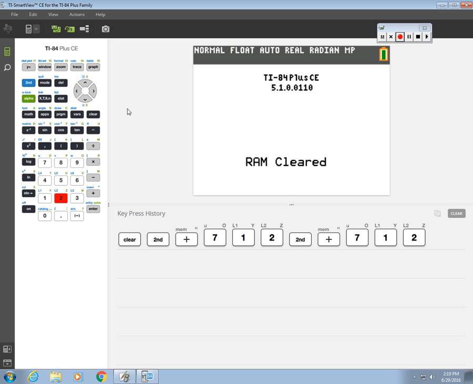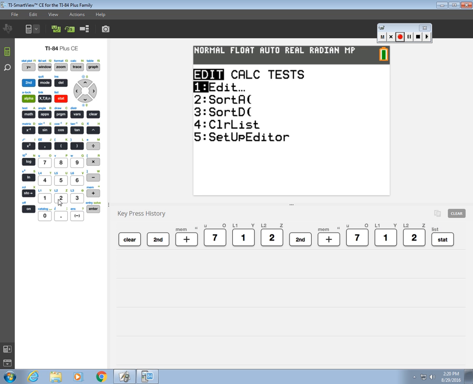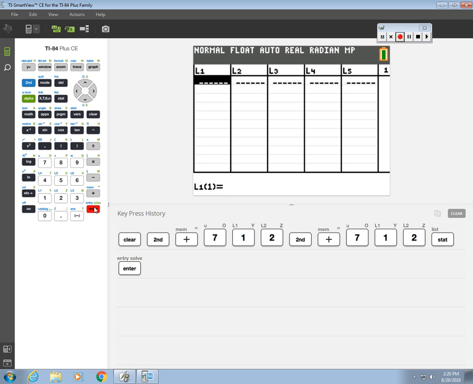Second plus sign 7, 1, 2. Okay, now to put in these coordinates. Does anybody remember the first thing we do? Stat. Good. Then edit, because we're wanting to enter information.